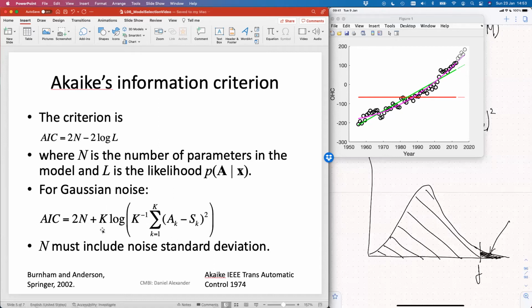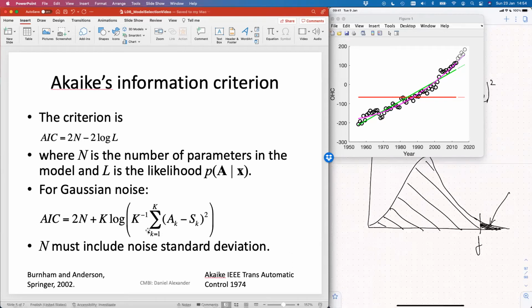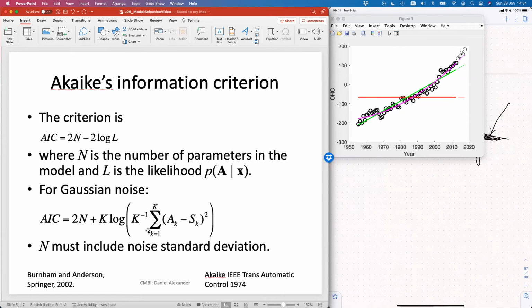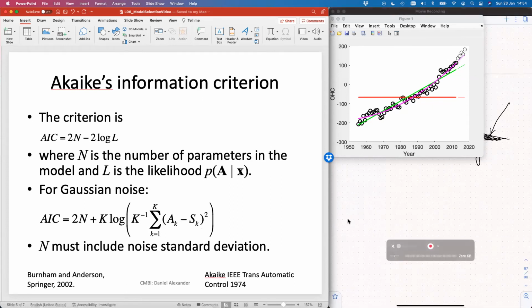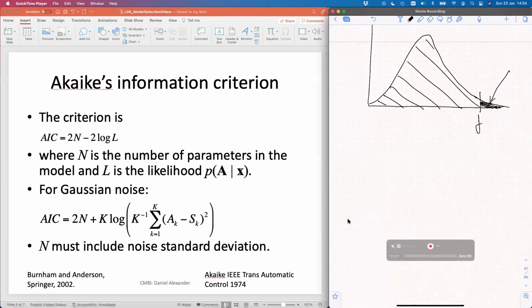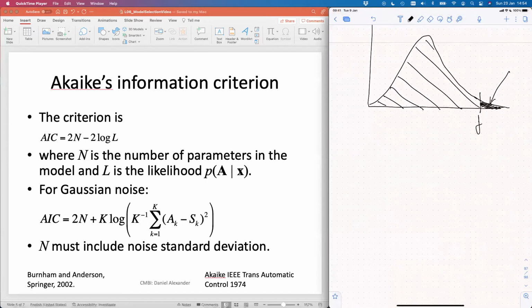Possibly a more familiar expression is this one here. This is a specialization of this general expression for the AIC, which is specific for the case where we can assume independent, identically distributed Gaussian noise. Under those circumstances, we get this more specific formula for Akaike's information criterion. I'm not going to derive that, but I am just going to copy it here onto my virtual whiteboard so that we can use it in a minute when we implement the AIC.